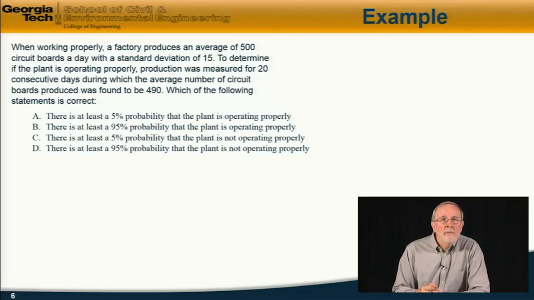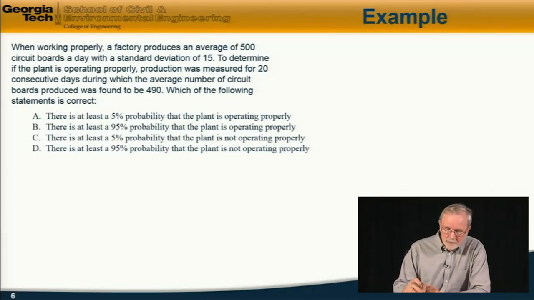There is at least a 5% probability that the plant is operating okay. There is at least a 95% probability that the plant is operating okay. There is at least a 5% probability that the plant is not operating okay. Or there is at least a 95% probability that the plant is not operating okay. Which of those statements is correct in this case?